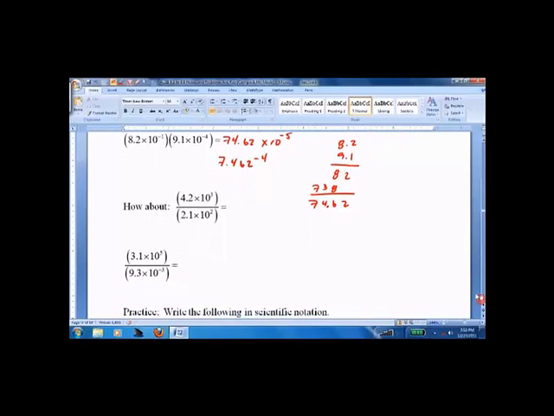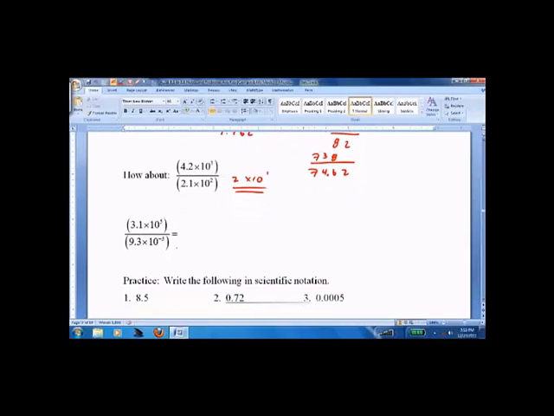And now the divisions. 4.2 divided by 2.1 is 2 times 10, 3 minus 2 is 1, to the first. And over here, 3.1 divided by 9.3 is actually 0.3 repeating. So I'm just going to go with 0.3. And 5 minus negative 3 is 8. 10 to the 5th over 10 to the negative 3rd equals 10 to the 5 minus negative 3 equals 10 to the 8th.